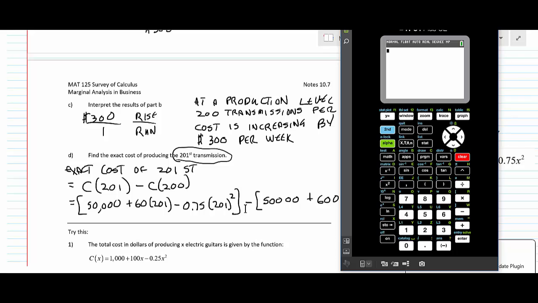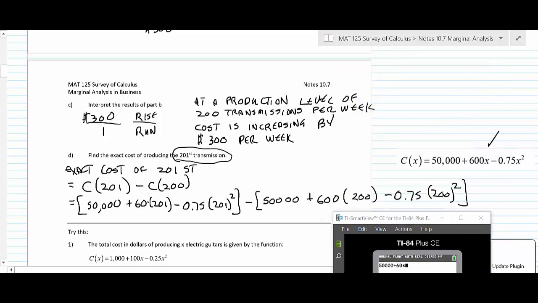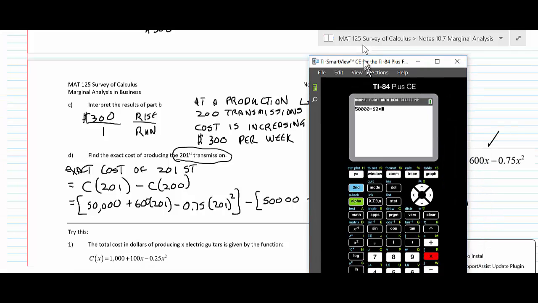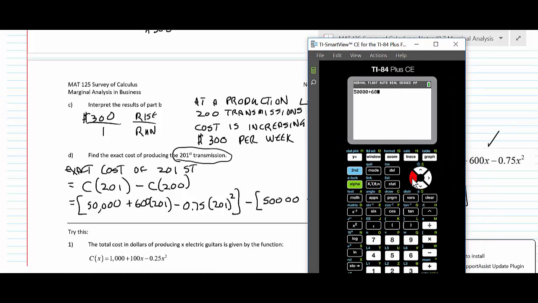Now first of all, what I'm going to do is just do the first bracket first. So in just one step, I'm going to do 50,000 and then plus 600. What's that? Is it 600? Yeah. Oh, it is 600. Thank you. Okay. So we have 600 and then times 201. Then we're going to do minus 0.75, and then we've got to do the 201 squared, like that. And so you just let your calculator crunch all the details out for you.